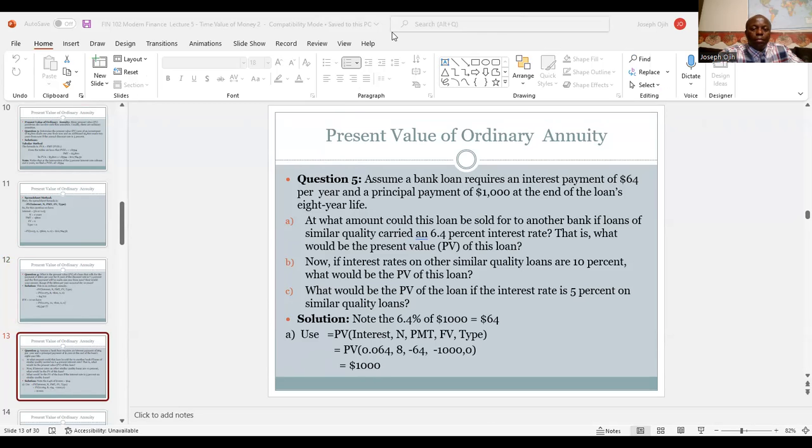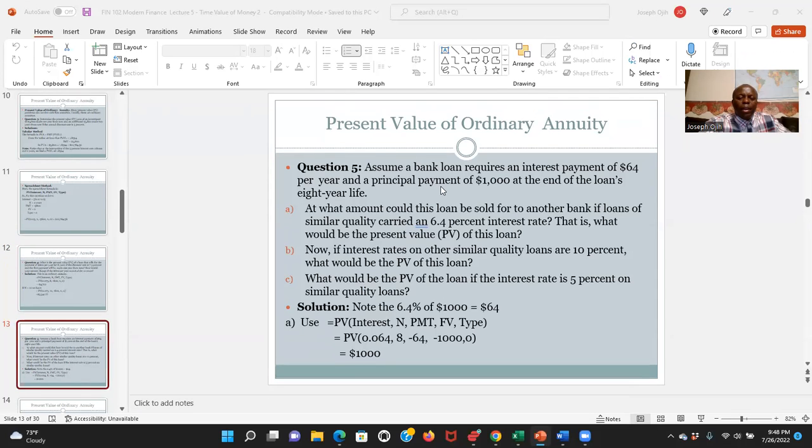Okay. It says here, assume that a bank loan requires an interest payment of $64 per year and a principal payment of $1,000 at the end of the loan's 8-year life. At what amount could this loan be sold to another bank if loans of similar quality carry a 6.4% interest rate? That is, he's asking you what is the present value of this loan.